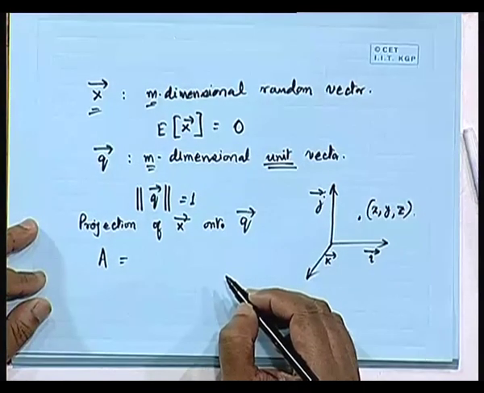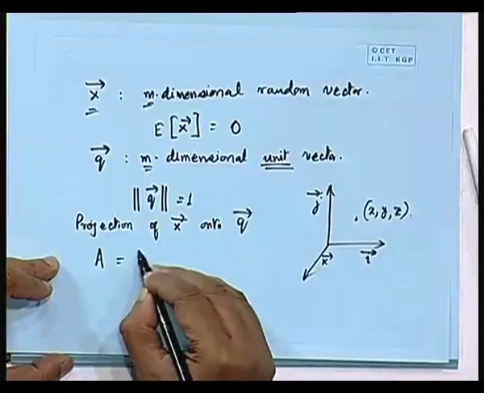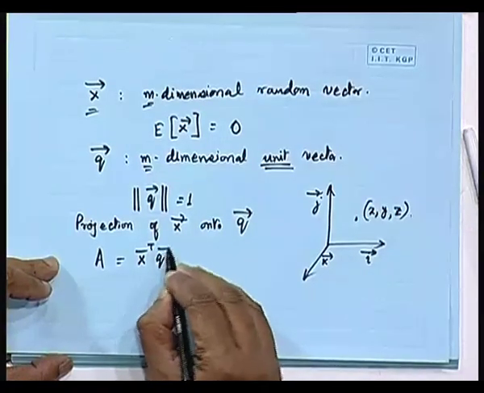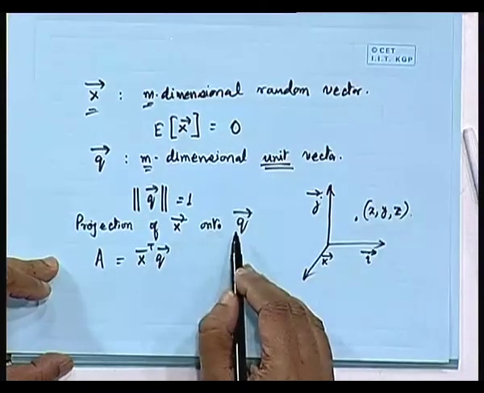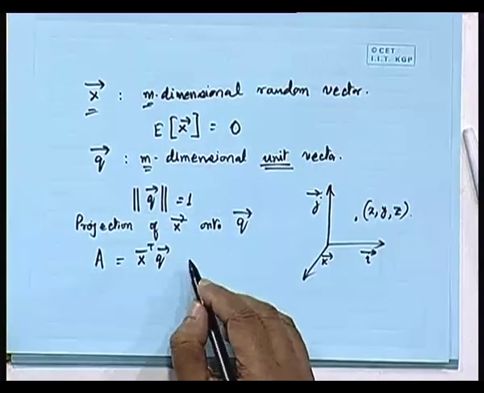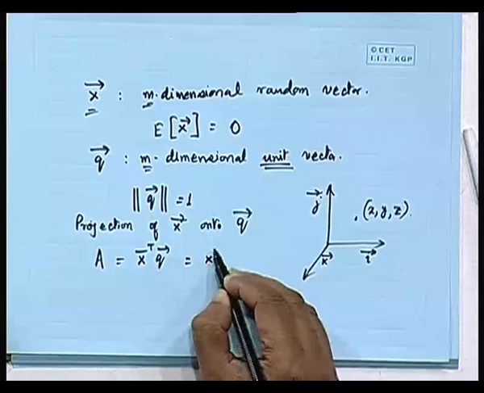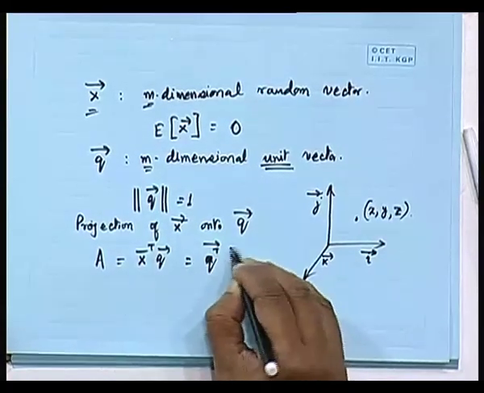X transpose q, very good. In fact, this is going to be a scalar quantity, it is a projection, so it is a scalar quantity, it is a dot product, that you said very rightly. So, it is x transpose q, this is the projection of x vector onto the q vector, the m dimensional input vector. Either you write it as x transpose q or you write it as q transpose x, it means one and the same.